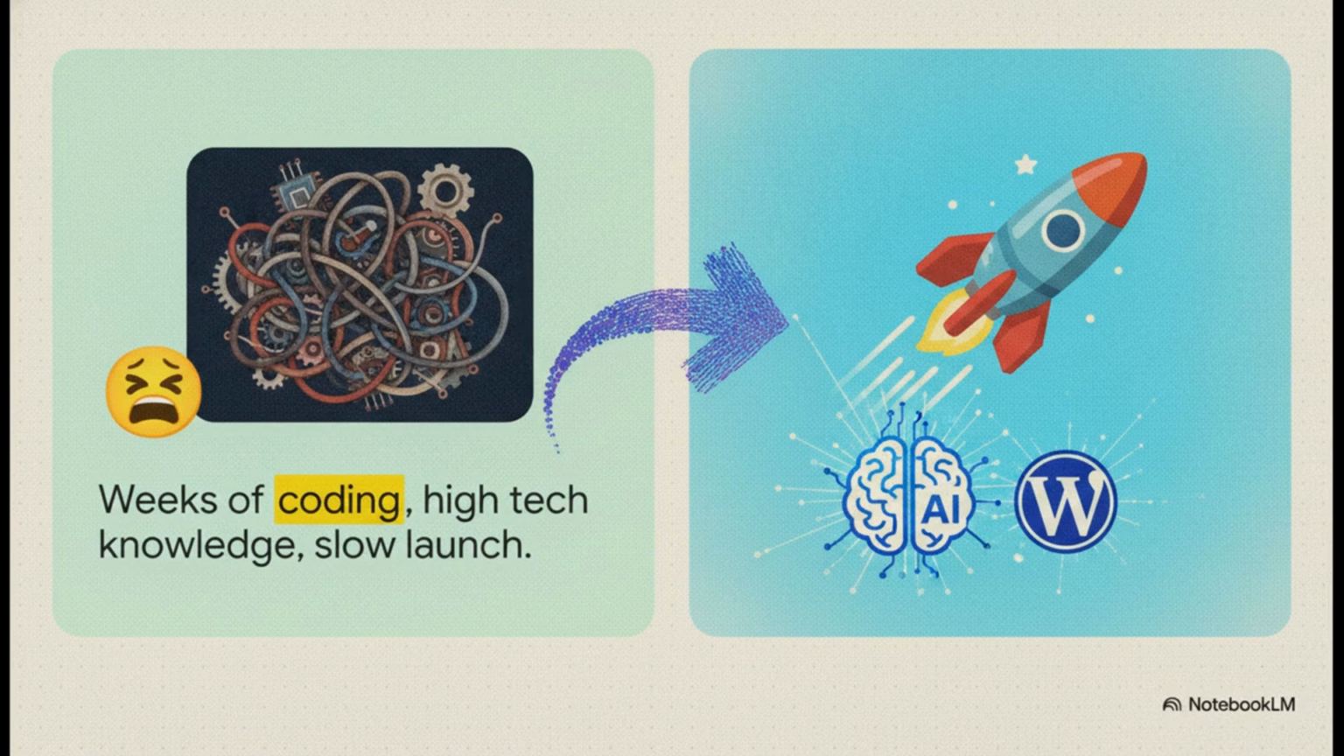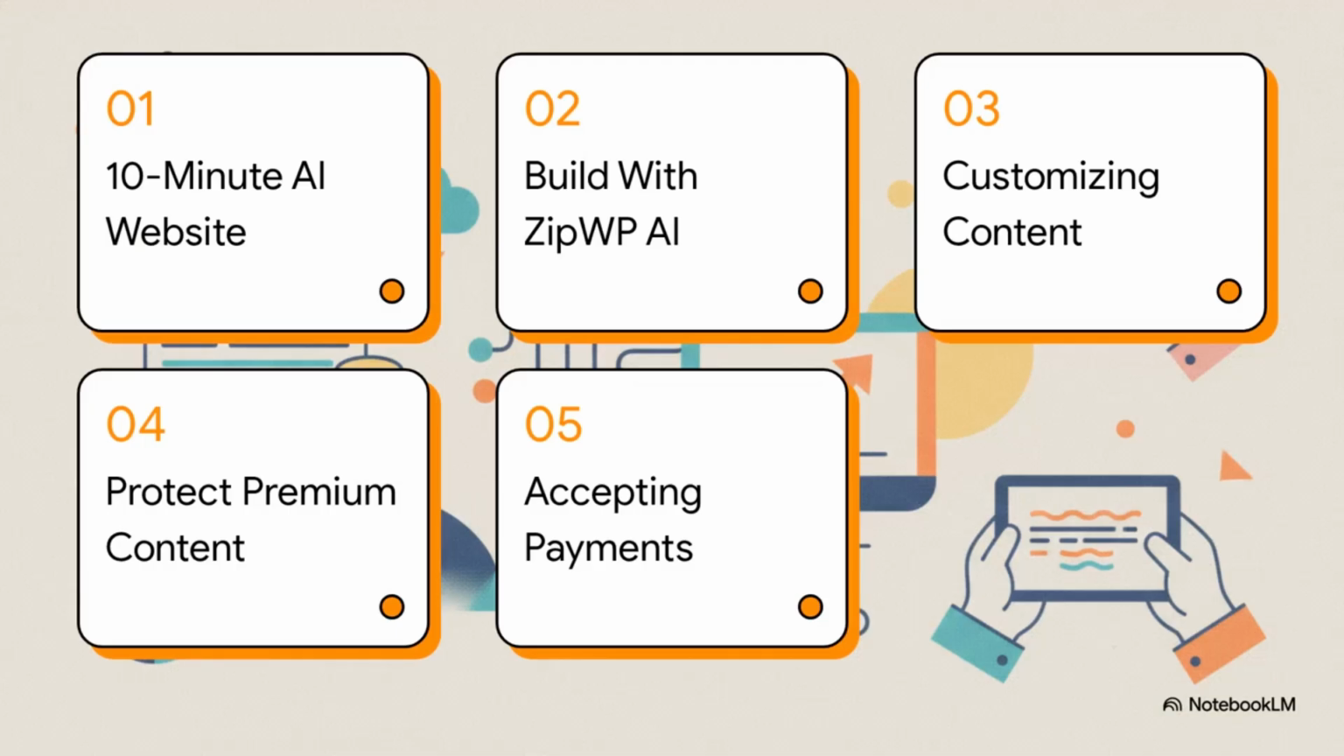You know the old way, right? Coding from scratch, managing confusing server setups, needing a really high degree of technical knowledge. But the new way? We're combining the absolute rock-solid reliability of WordPress with the blazing speed of AI. It is literally a game-changing combination. 10 minutes, zero coding. So here is our step-by-step journey for today.